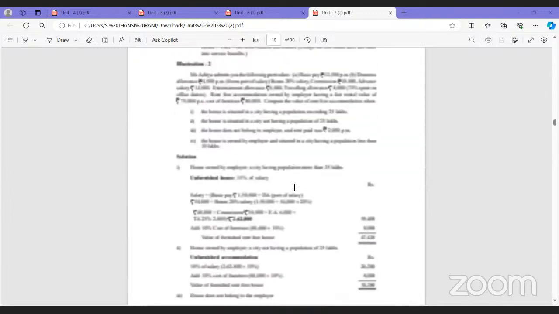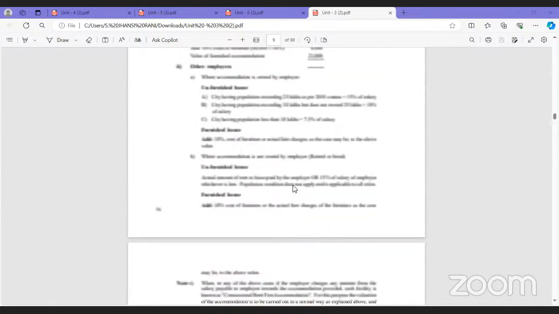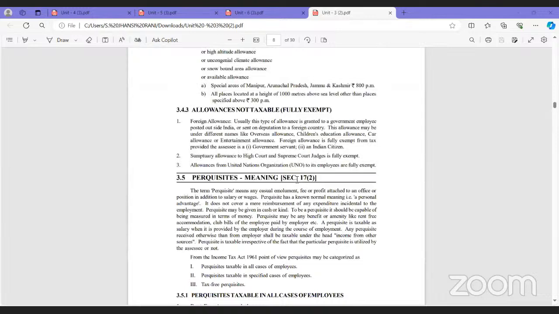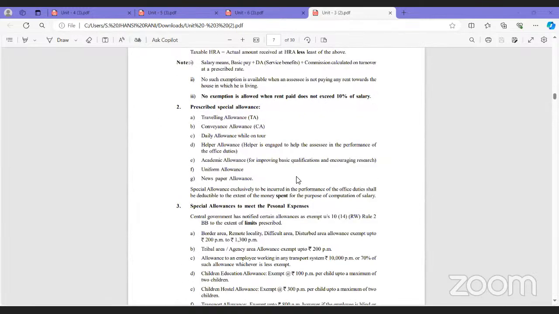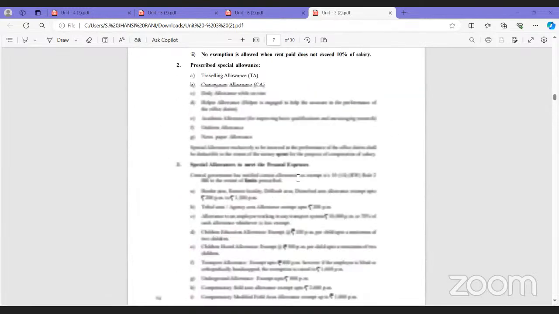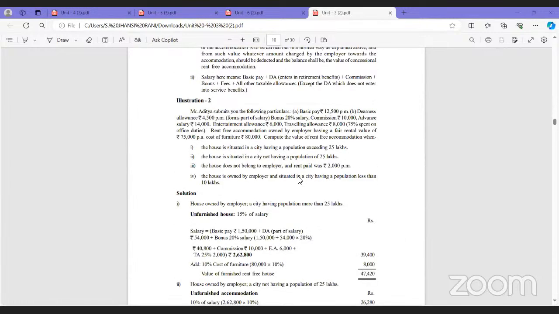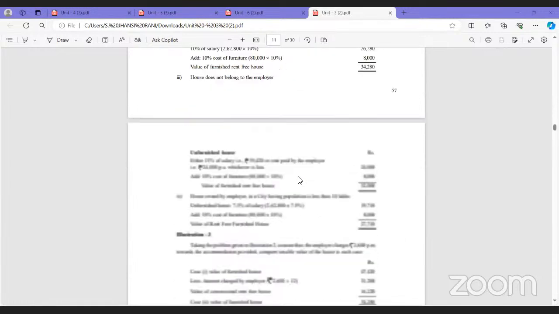Now we will do one or two problems related to HRA so that you will be able to understand how to do it. Let's see. No, it's not given here. Look at the back.